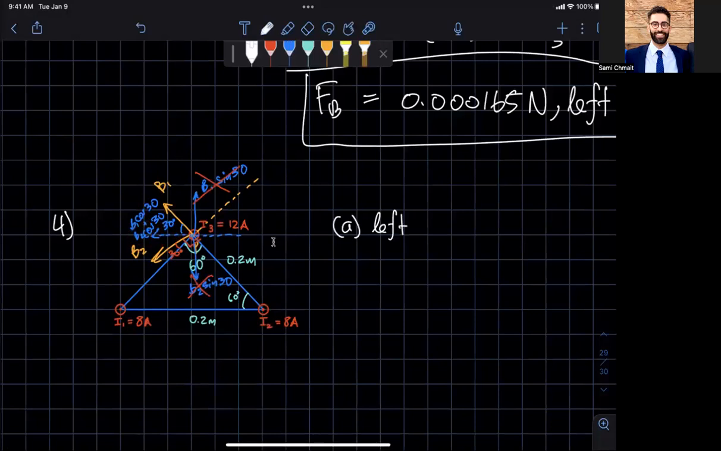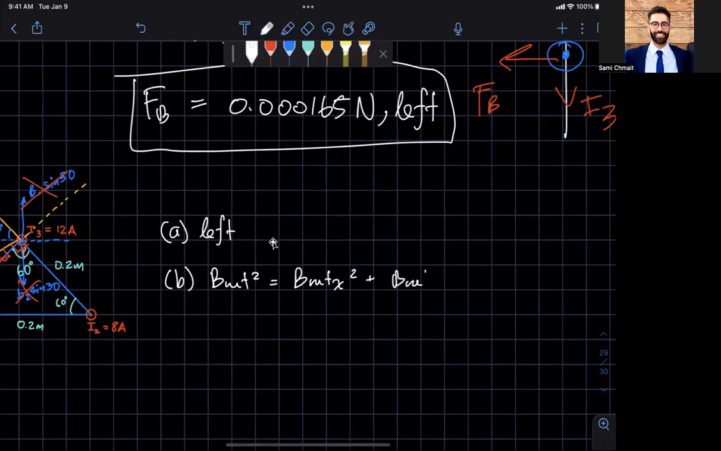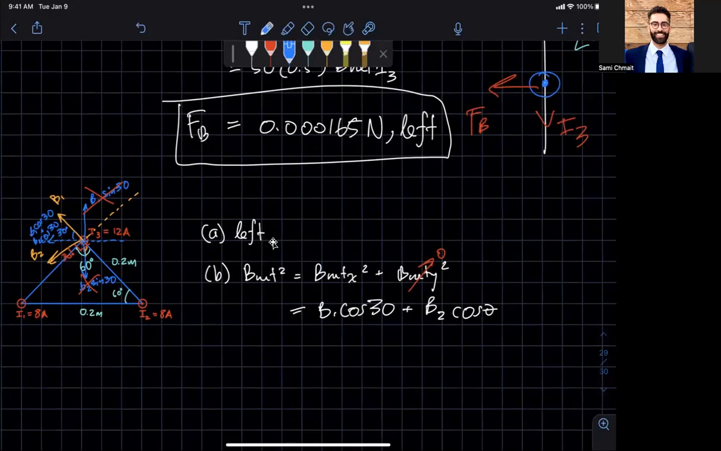In part B, we're asked to determine the magnitude of the net magnetic field at point P. This is now business as usual. B net squared is going to be equal to B net X squared plus B net Y squared. We already talked about that B net Y squared is equal to 0. So we just got to plug in everything for our B net X. So that's B1 cosine 30 plus B2 cosine theta. And we can draw our coordinate system too. I guess I never did that.